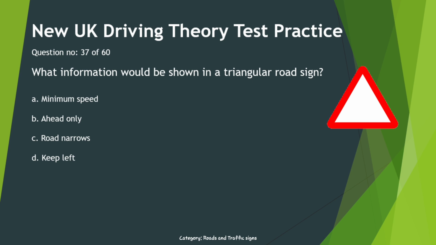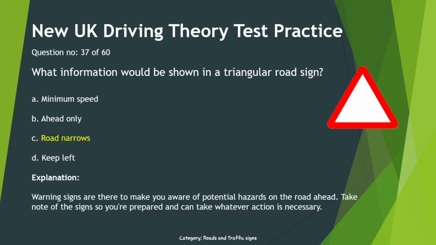What information would be shown in a triangular road sign? A. Minimum speed. B. Ahead only. C. Road narrows. D. Keep left. The correct answer is C.